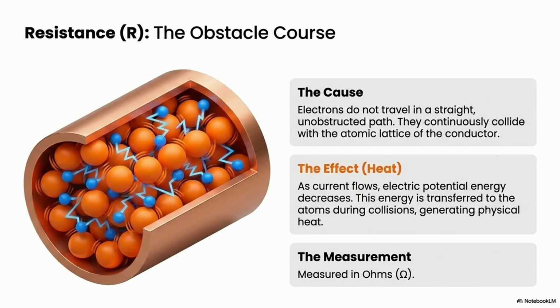The electrons are essentially trying to sprint through a mosh pit. The diagram shows these little electrons constantly crashing into the massive atomic lattice of the conductor. And this is where the physics translates directly into your daily life. Every single time an electron collides with an atom in that lattice, its electric potential energy drops. Right, because it hit something. Exactly. But that energy doesn't just vanish, right? It is physically transferred into the atom, causing the atom to vibrate faster. And microscopic vibration is literally what heat is.